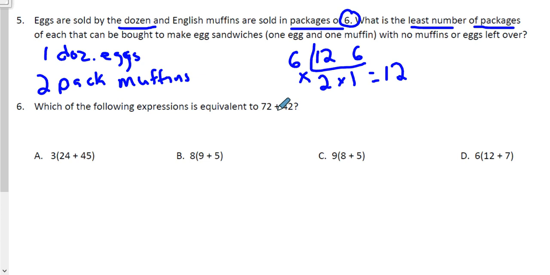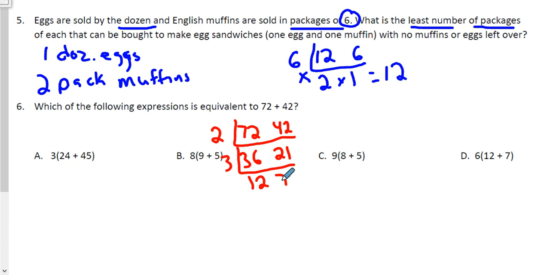Number 6, easiest way to do this, try to find which one is equivalent, is find the GCF of 72 and 42. So if I'm just going to write right here in the middle, 72 and 42. Some of y'all in class, you guys wanted to start off with 2 because you weren't sure. That's fine. 72 divided by 2 is 36. 42 divided by 2 is 21. Those can be divided by 3, and I get 12 and 7.